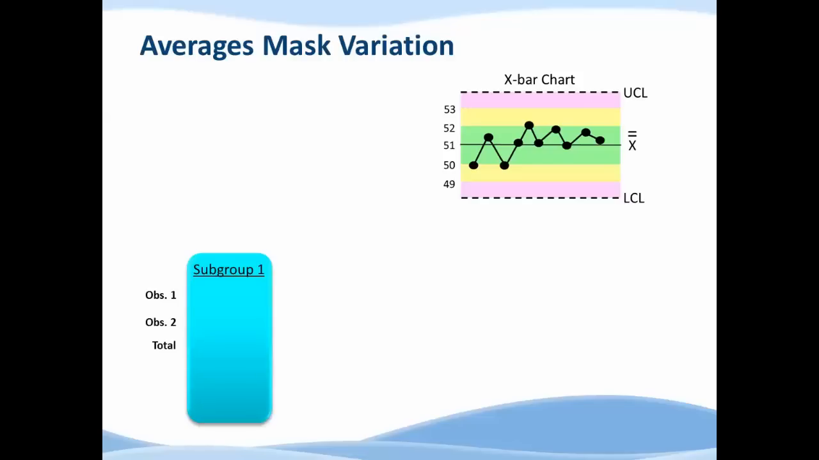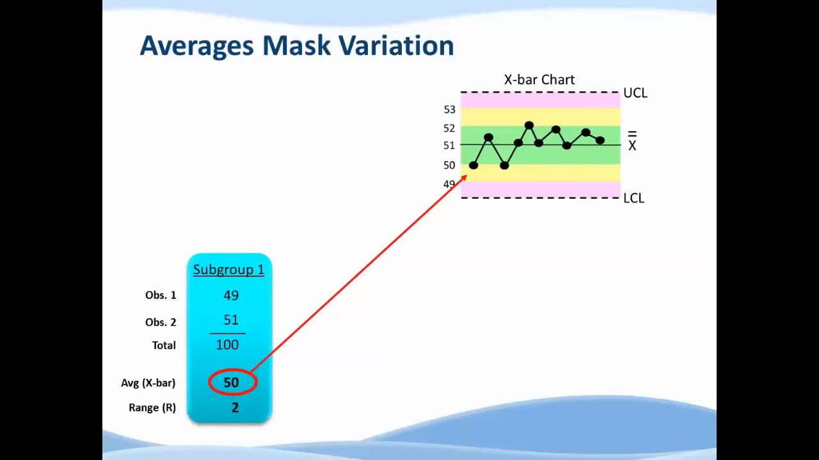And in subgroup 1, the first observation is 49. The second observation is 51. That totals up to 100. It gives us an average of 50. And we take the high minus the low, 51 minus 49. That gives us a range of 2. So we'll take that 50 and we will plot that as the first dot on the Xbar chart. We would do likewise for subgroup 2, but let's go over to subgroup 3.